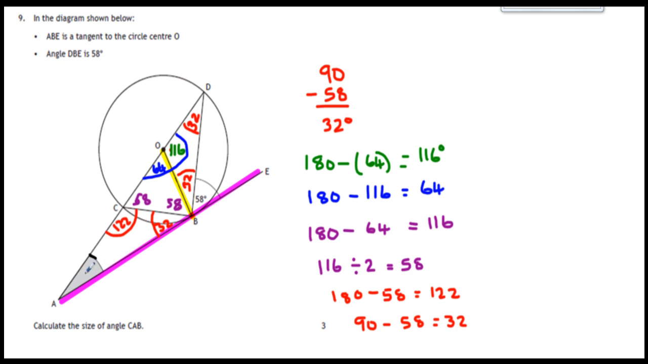So to get angle A is equal to, we start off with 180 degrees. And I want to take away the two angles that I've got, which is 122 plus 32. So I've got 180 degrees, and I want to take away 154. And 154 away from 180 leaves me with 26 degrees.